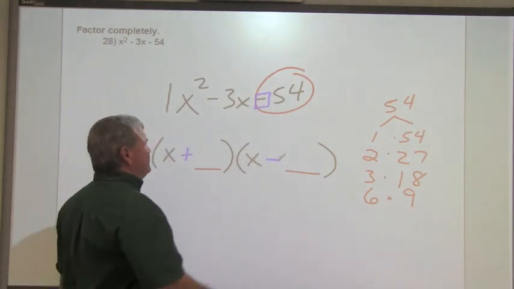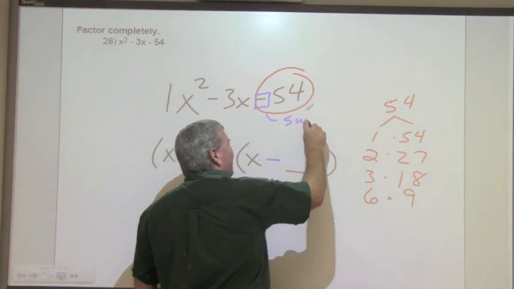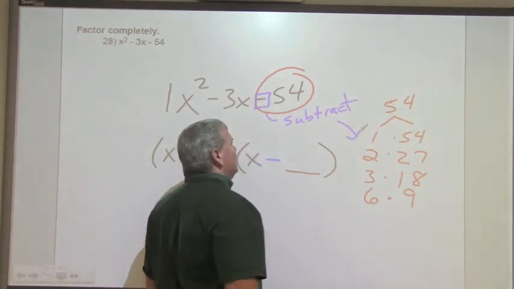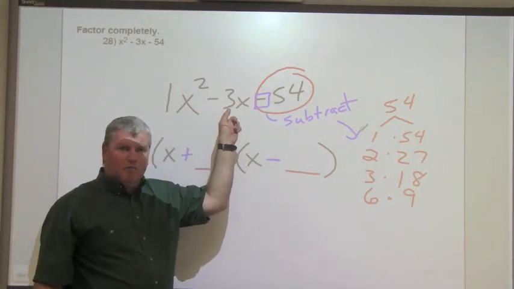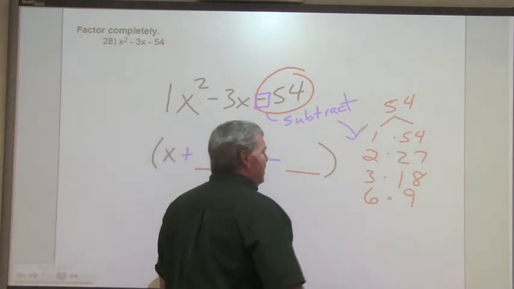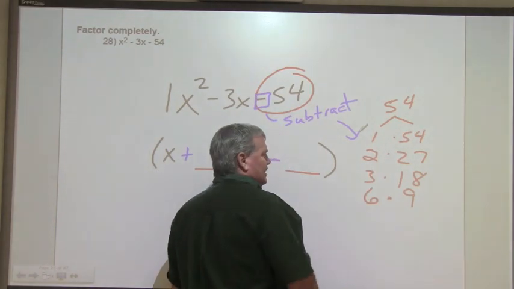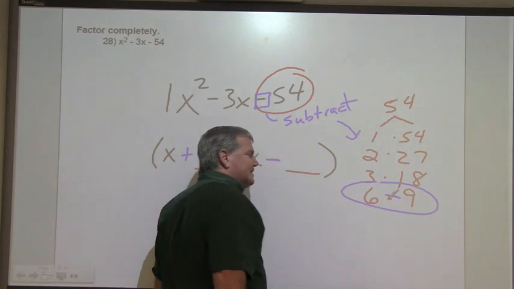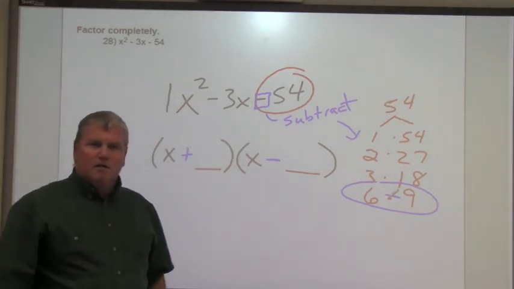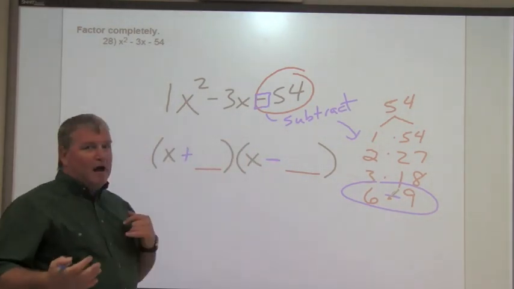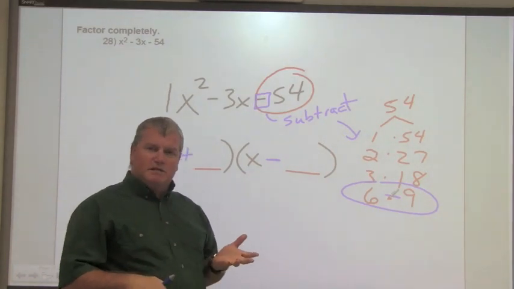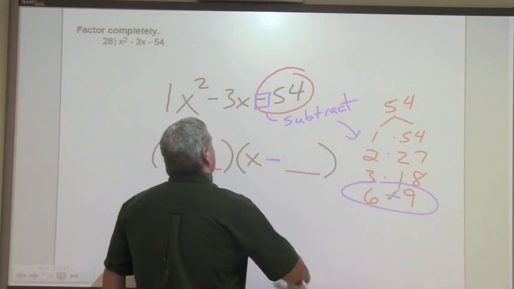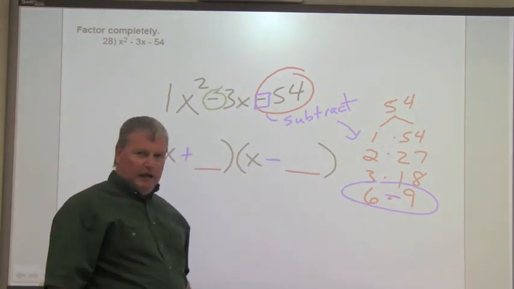Now the other thing it tells me is I'm going to subtract these factors right here to get the middle term, negative 3. So I look here, which one of these factors, when I subtract them, gives me a 3? And that would be the 6 and the 9. Now, I didn't say whether it be a positive or a negative 3 because that comes now. Now what I'm going to do is I need a what? I need a negative 3.